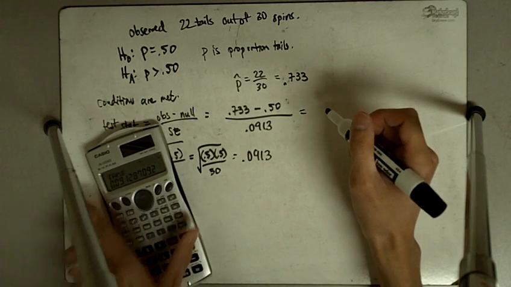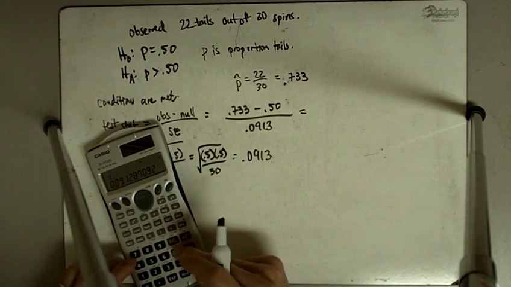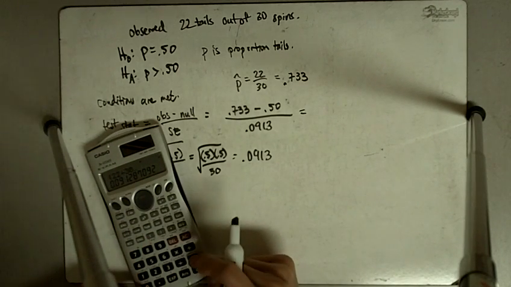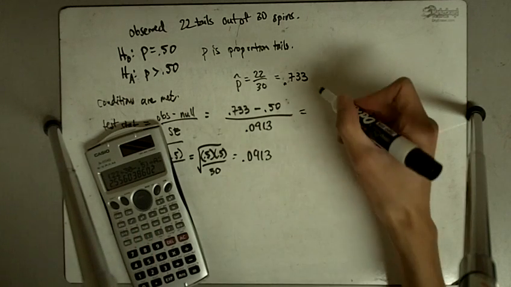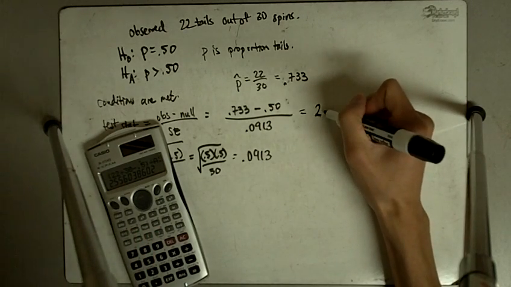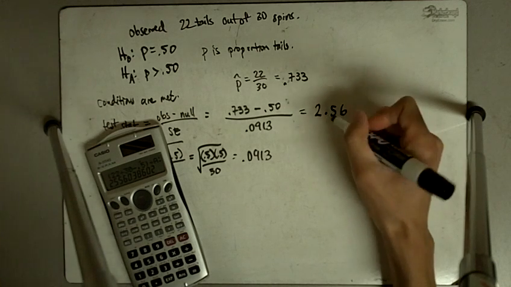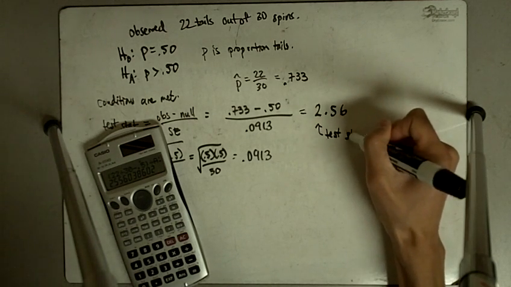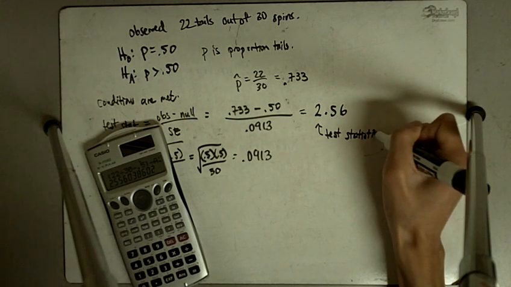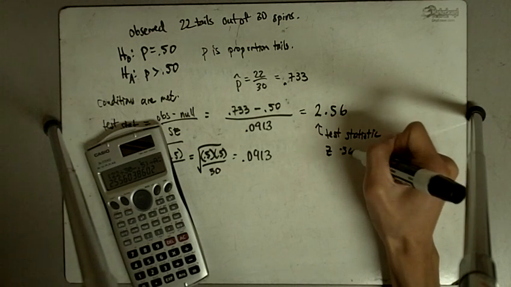And so the proportion that I observe, 22 over 30, minus 0.5, divided by my standard error. The z-score that I get is 2.56. This is my test statistic. This is the z-score.